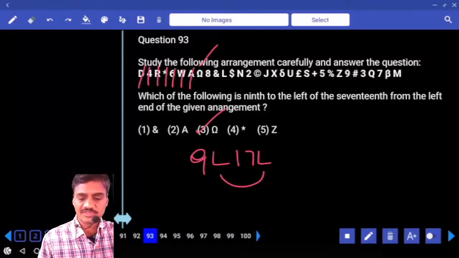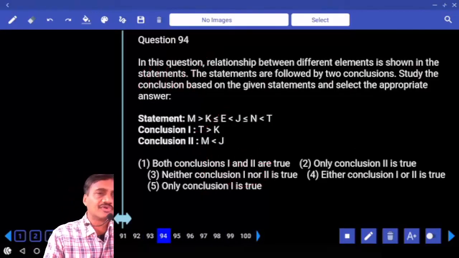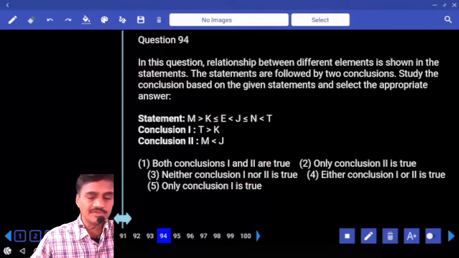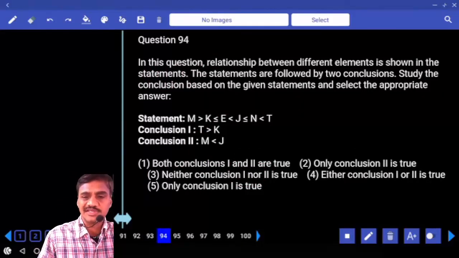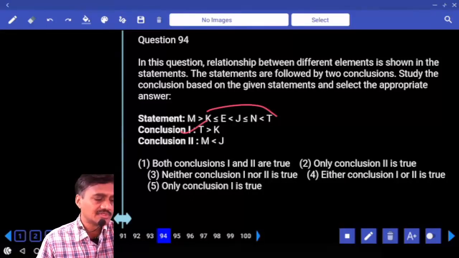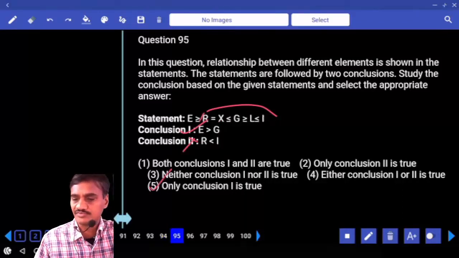Then 94 onwards. Now question 94, coded inequalities. In this one, what is the first one? We have T and K. K is less, T is greater: K is lesser than T, T is greater than K. And next one, M and J. These are two opposite symbols, so no relation. Only one is true, choice 5, 94.